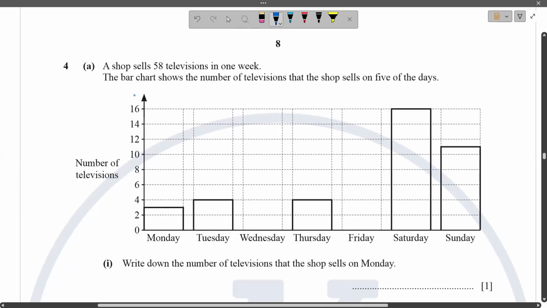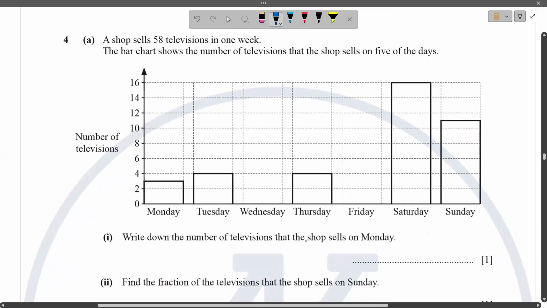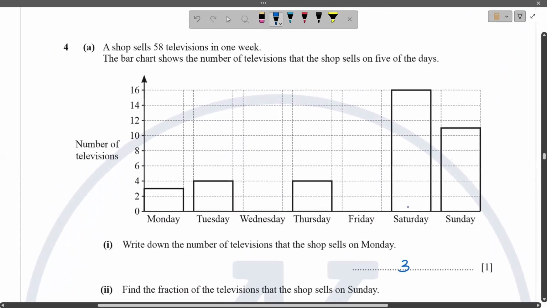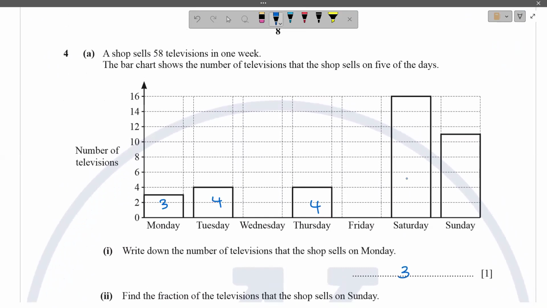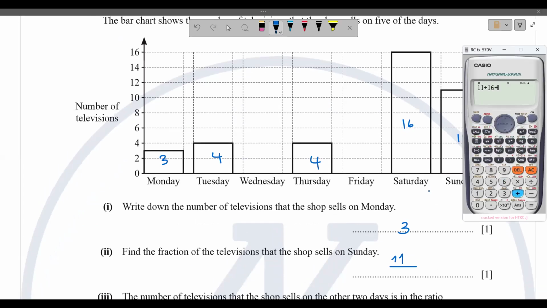A shop sells 58 televisions in 1 week. The bar chart shows the number of televisions that the shop sells on 5 of the days. Write the number of televisions the shop sells on Monday. So Monday here is 3. Find the fraction of televisions that the shop sells on Sunday. We can write them: 3, 4, 4, 16, 11. Sunday is 11 over the total, 11 plus 16 plus 4 plus 4 plus 3, which is 38.